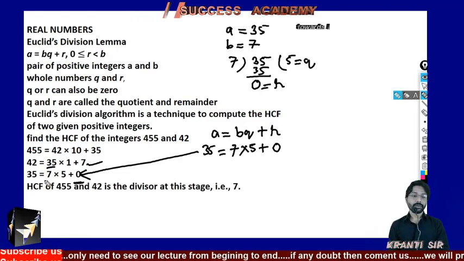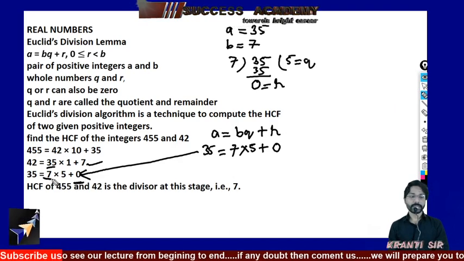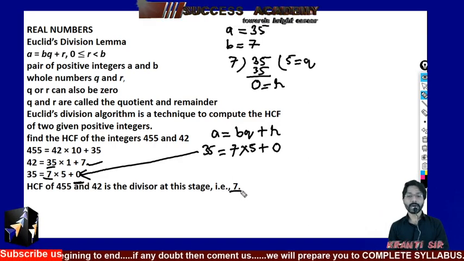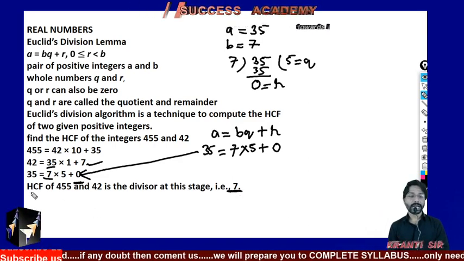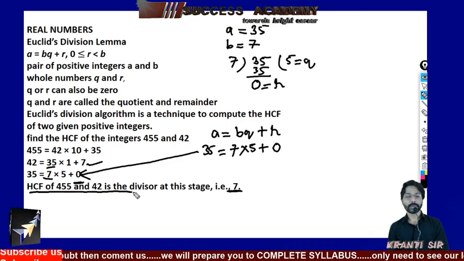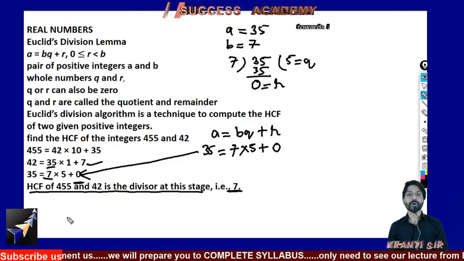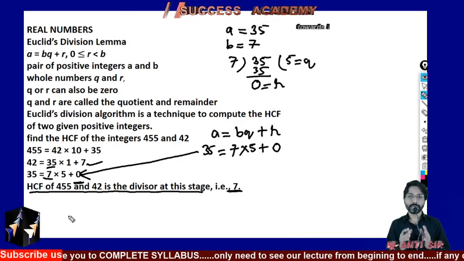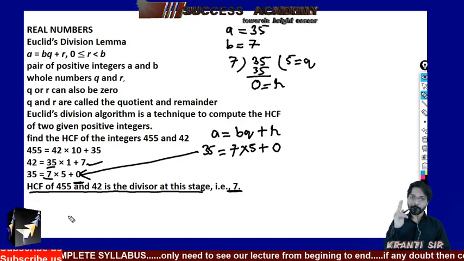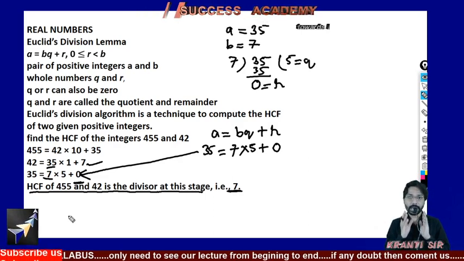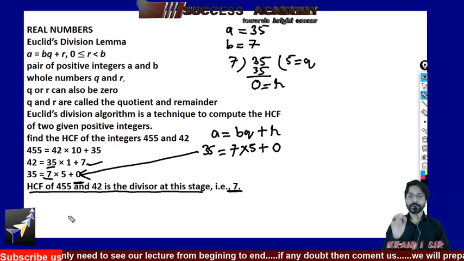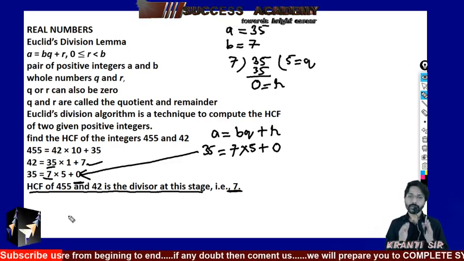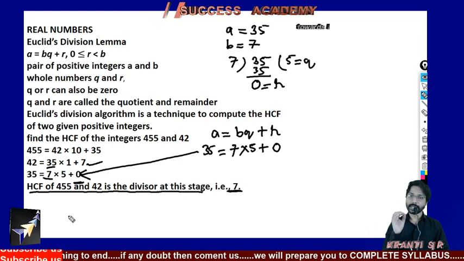It means whatsoever divisor you are getting here, this divisor will become the answer, that is the HCF of the given two numbers, and those two numbers are 455 and 42. It means 455 and 42 are the two positive integers having the HCF. The common HCF is 7. It's your answer. So students, this is the manner in which you have to solve Euclid's division lemma.